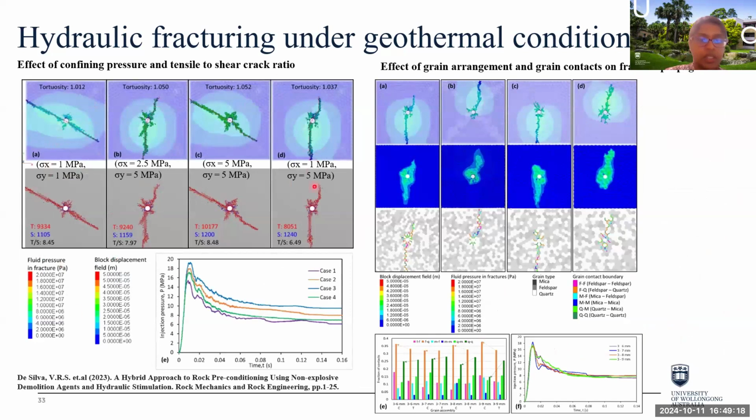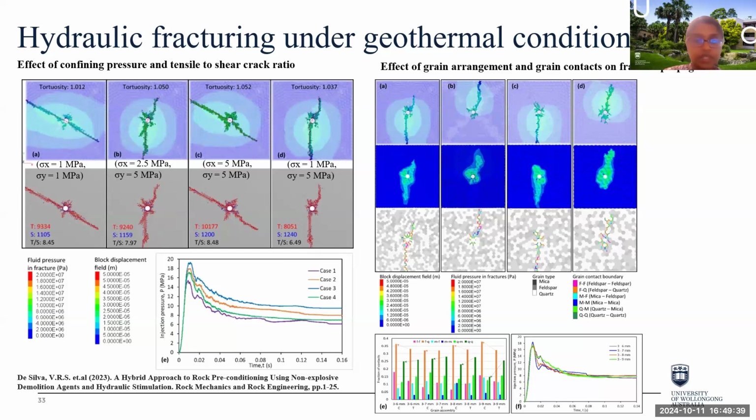stress anisotropy. At stress ratio 1, the fracture grew diagonally, influenced by grain arrangement, and with increased in situ stresses, it led to additional microcracking and a greater tortuosity of the main fracture.